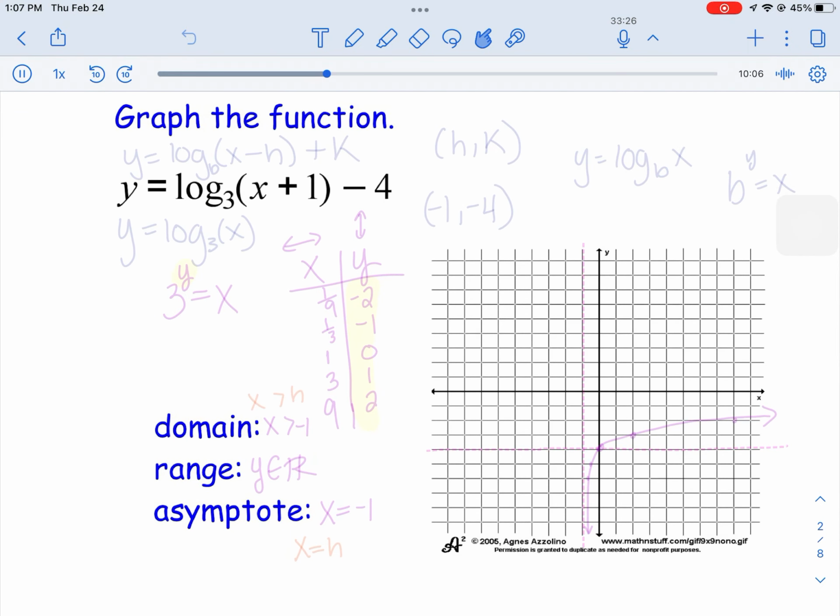So now graphing the log function. So again, the log function was log base b of x minus h and then plus k. The first thing you're going to need to do is pick out the h, k. Then you have to remember that if you have y equals log base b of x, then you can rewrite that as b to the y power equals x. So you would switch it around. So our shift for this one would be negative 1, negative 4.